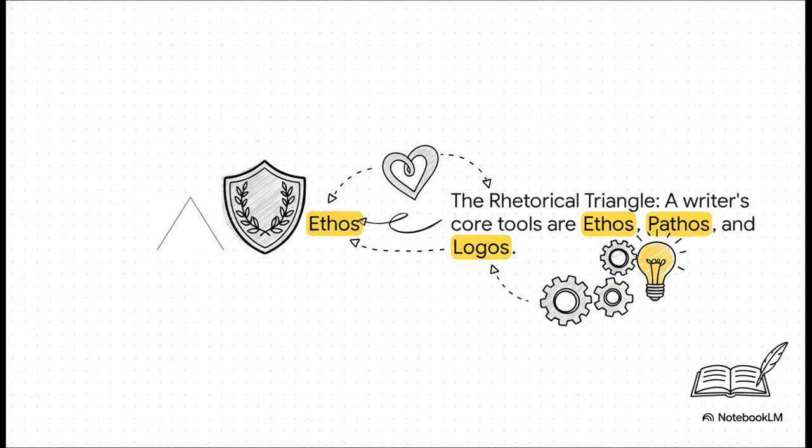Every writer has a toolkit. And these 3 right here, ethos, pathos, and logos, are the classics. They use ethos to sound credible, right? Pathos to connect with your emotions, and logos to hit you with logic and reason. Your job is to spot which tools they're pulling out of the bag and, more importantly, why.